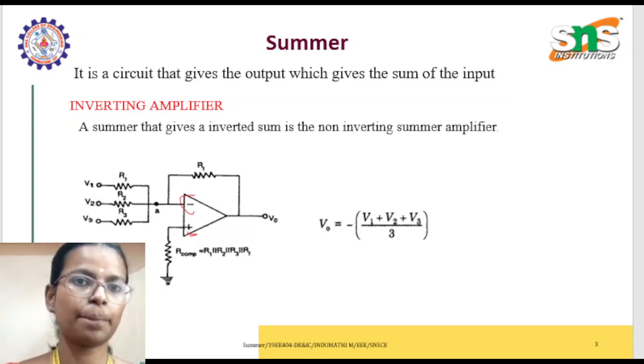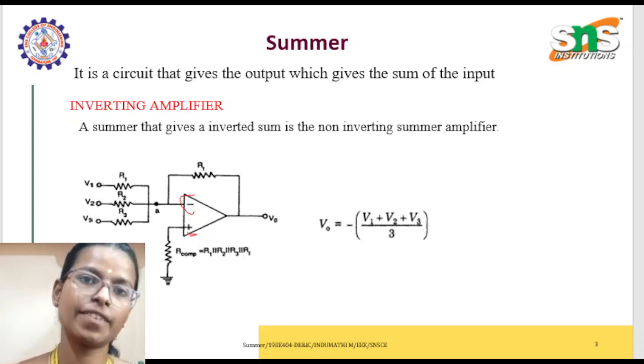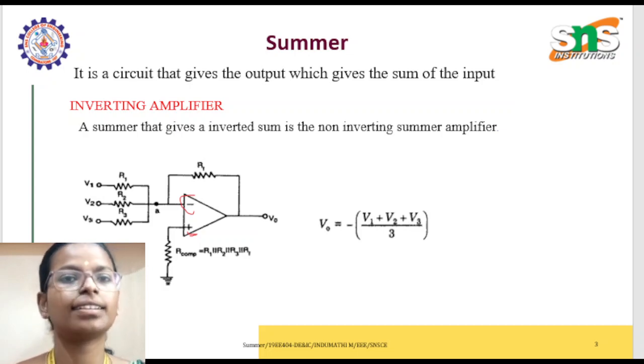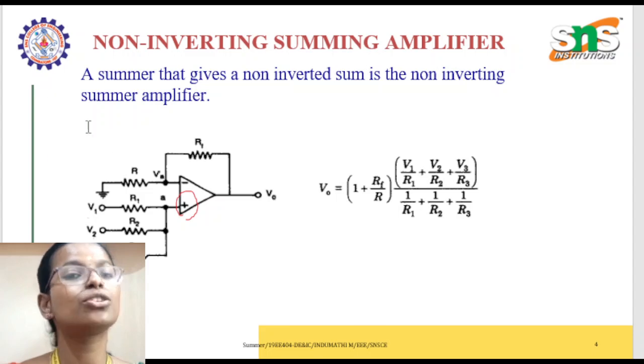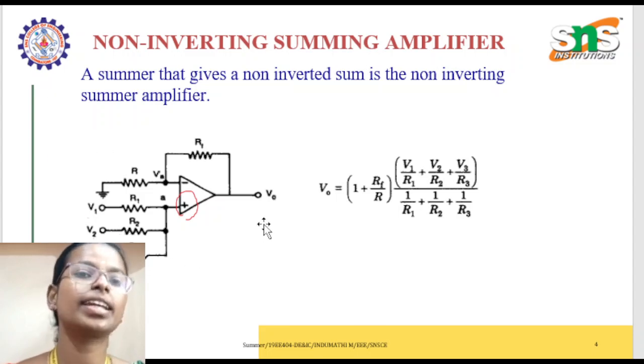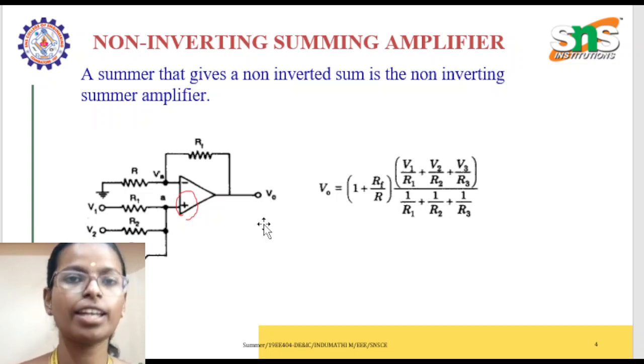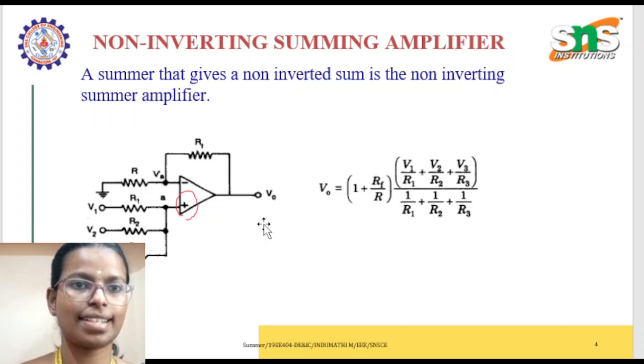In the inverting amplifier, the input is given to the inverting terminal, and because of that you get an inverted output. If you give positive, you get negative. In the non-inverting amplifier, the input is given to the non-inverting terminal and you get a non-inverted output. If you give positive, you obtain positive, and your waveform will not change.